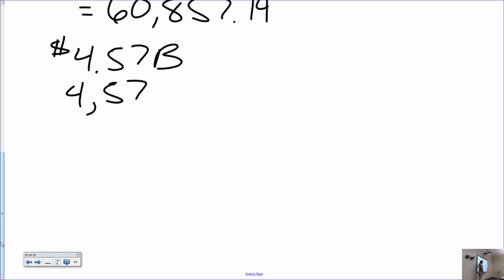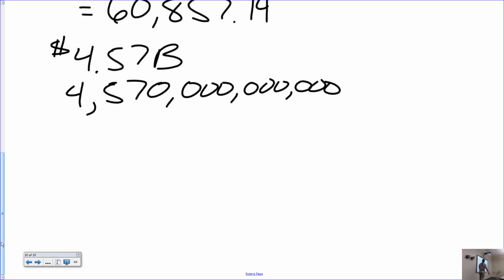T for trillion, B for billion, M for million. Note K technically for thousand as well. They do that, although that's not very common, right? Billion, million, thousand, hundred. So 4,570,000,000. And again, if it's got a label, make it that label. All right?